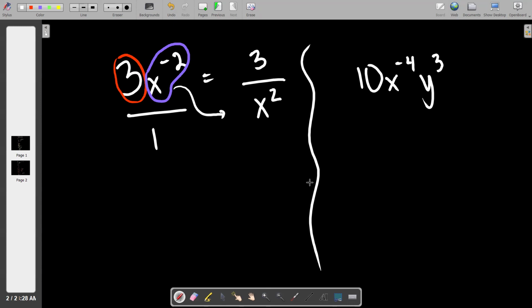How many entities do you see? I see 3. Their names are 10, X to the something, and Y to the something. You must treat them each independent of one another. Does the 10 stay or go? 10 stays. Does the X stay or go?